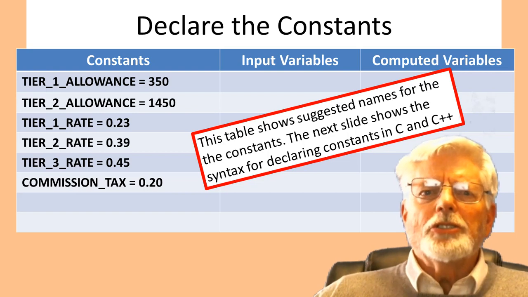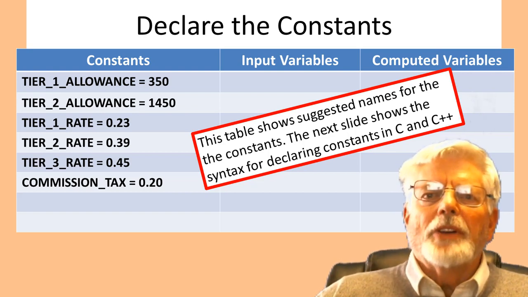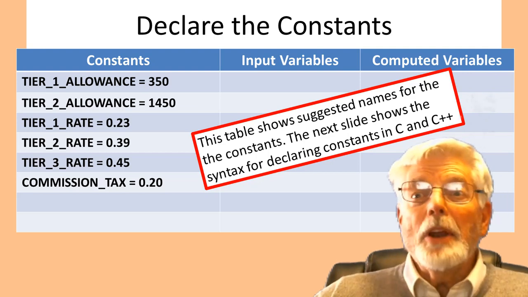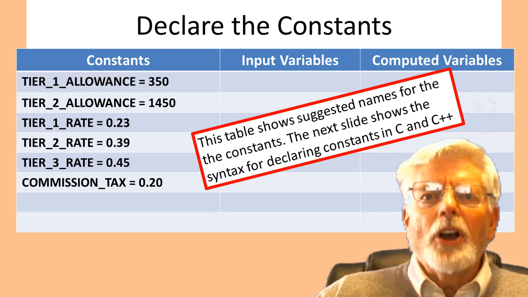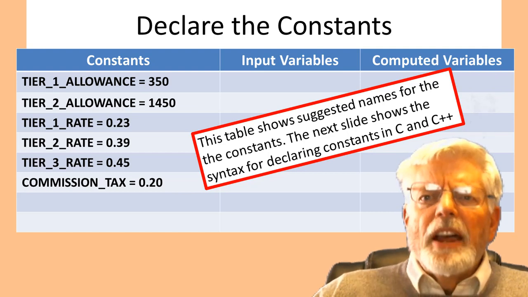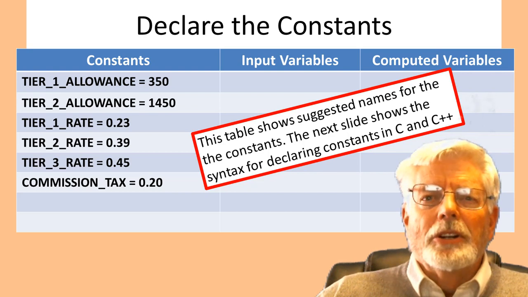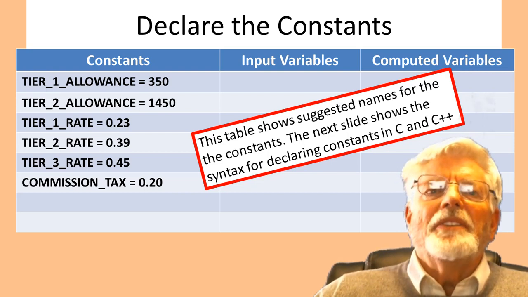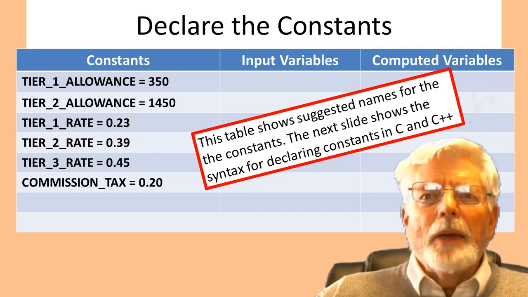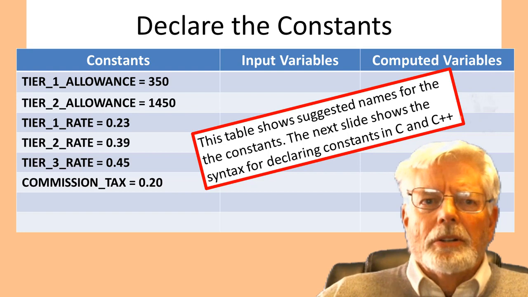Although we could just use the numeric values such as 350 or 1450 in the middle of the program instead of going to all the effort of declaring named constants, constants help document the program and give meaning to the numeric values. If someone looked at the program later and just saw the number 350 in the middle of the program, it would not be very clear what it meant or why it was there.